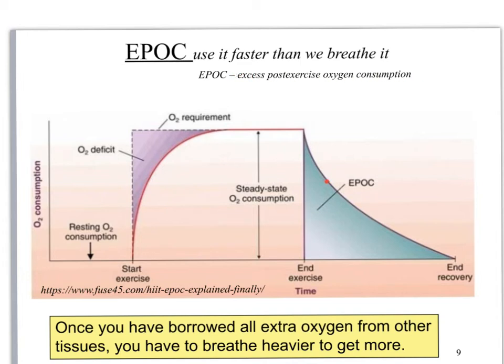which is the excess post-exercise oxygen consumption, where you're going to continue to breathe hard as you basically try to supersaturate your blood with oxygen so that the oxygen moves into your muscle cells and rebuilds the myoglobin storage. Once you have rebuilt that, then your respiratory rate goes down and you're at your recovery period. All right, next slide.